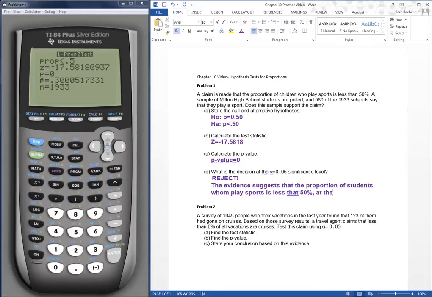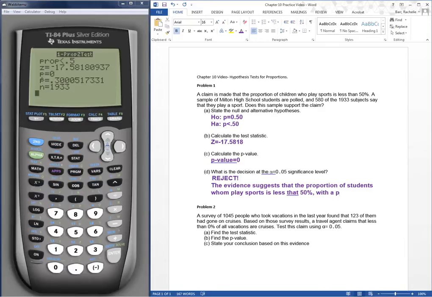Well, the p-value is really small. So I could say at this point, at the 5% level of significance, because we always have to have some sort of support on why we made that decision. But since my p-value is so, like, super zero, I'm going to include that.